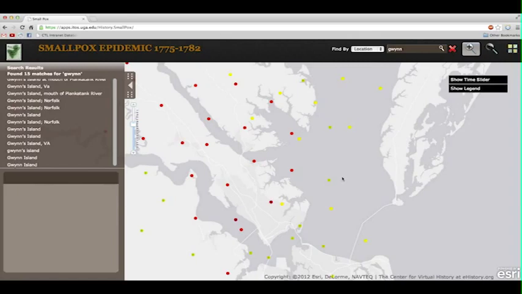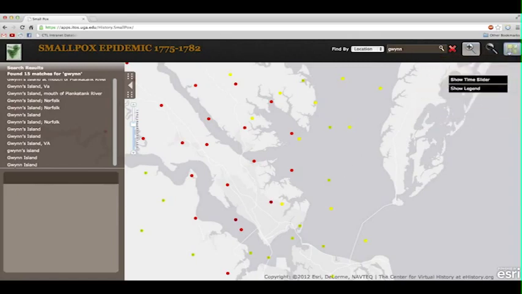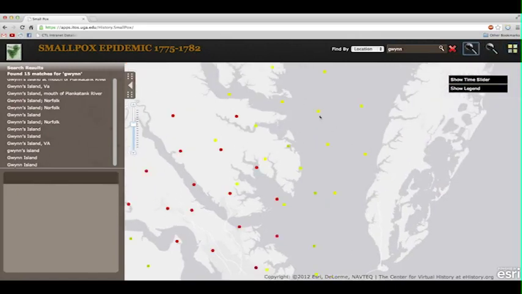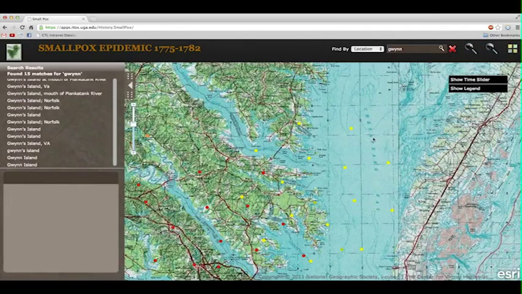Gwynn is right down here. Let's see if we can zoom out. Here we go. And I'll give you a sense of what's there. Here it is, Gwynn Island. There's nothing. I mean, there's really nothing there today.